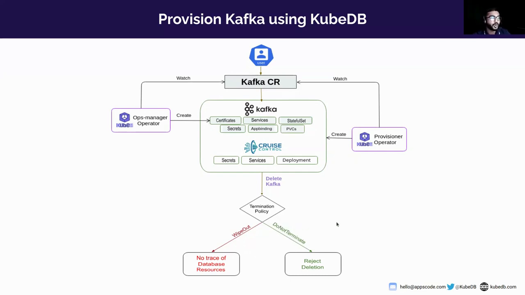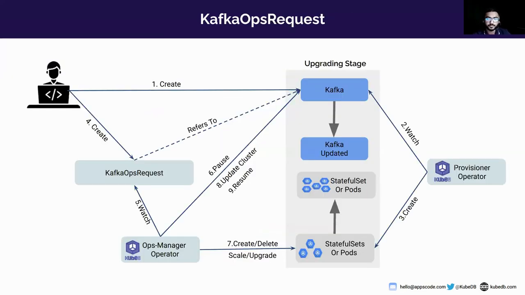Then KafkaOpsRequest. KafkaOpsRequest is a Kubernetes custom resource definition. It provides a declarative configuration for Kafka administration operations like database upgrade, horizontal scaling, vertical scaling, or rotating certificates, or other things.